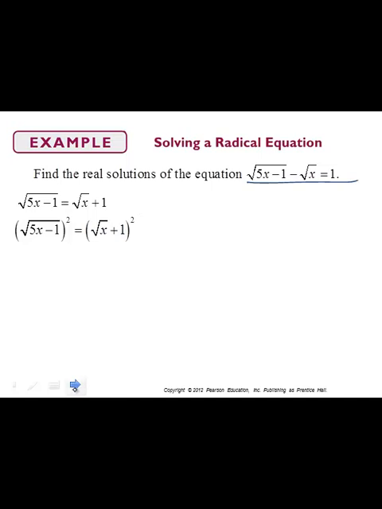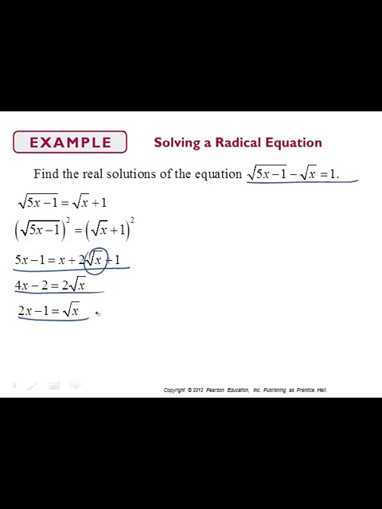You'll FOIL that out. You have square root of x squared, which is x, and 2 times 1 times square root of x, and then plus 1 squared. Then take this equation, isolate this radical there so you could solve for x by getting rid of that square root symbol. So there we've subtracted 1 from both sides, subtracted x. So you have 4x minus 2 is equal to 2 times the square root of x. Divide both sides by 2. So now you have 2x minus 1 is equal to square root of x.